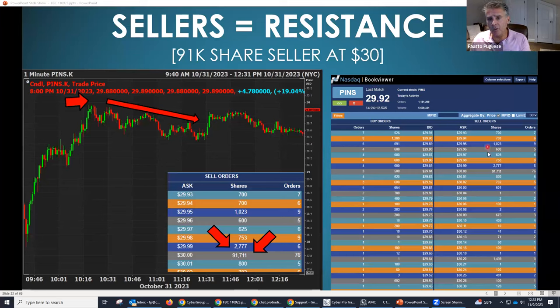And when you look over here on the right, you look here at $30 and you got a 91,000 share seller, 76 orders out there. I mean, who do you think is going to make more resistance? The 700 share seller, the 600, or the 91,000? So think about how much smarter and better trading decisions you would make if you knew where these 91,000 share orders are. These are your algorithms. These are your limit orders. These are your dark pools that you've been looking for.